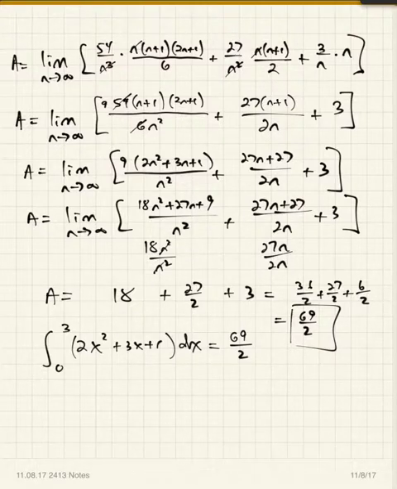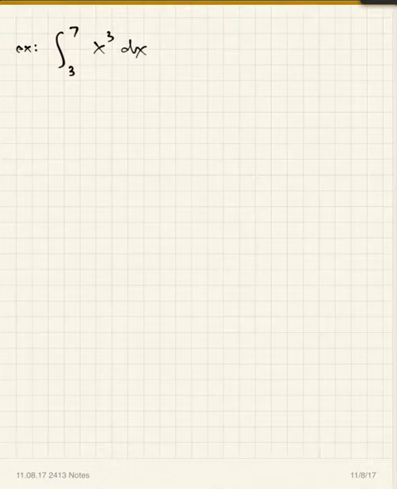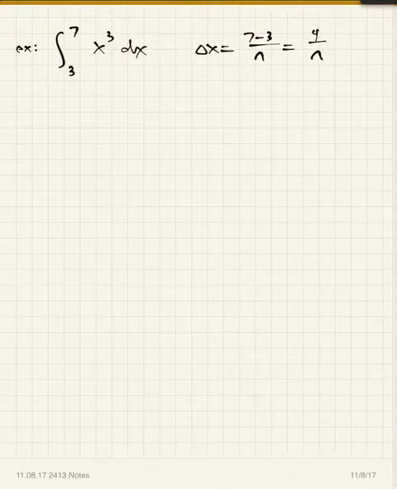But let's look at just a couple of other statements here to finish out class today and tie some things up. So let's start off with this integral, the integral from 3 to 7 of x cubed dx. So notice in this case, if you're going to calculate delta x, the big interval is 7 minus 3, that's b minus a, and then the number of subintervals is always n, and so you get 4 over n for delta x in this case.